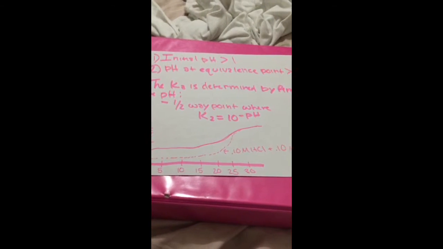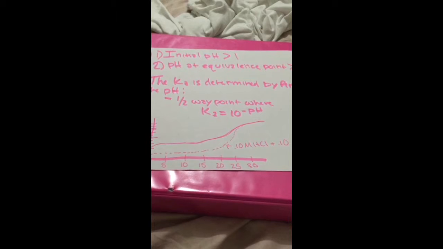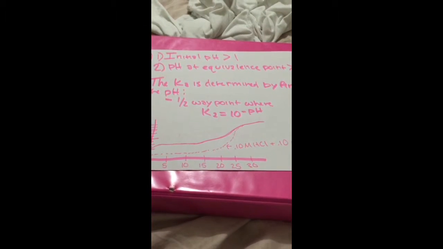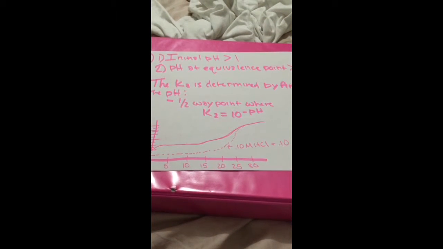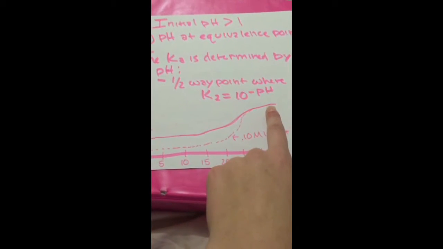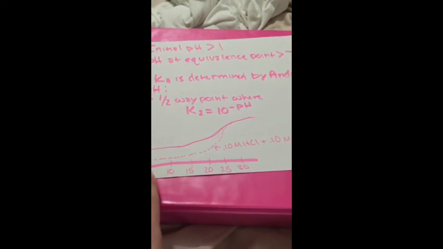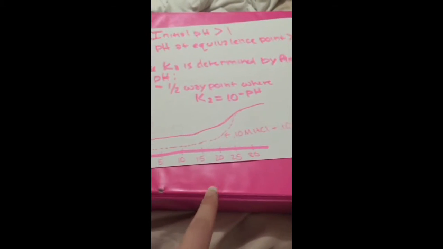Part C. On the graph above, sketch the titration curve that would result if 25 milliliters of 0.10 molarity HCl were used instead of 0.10 molarity HA. So if we look at the graph, here is our original curve, and here's our new curve with HCl instead of HA.